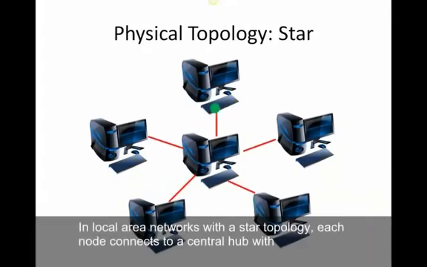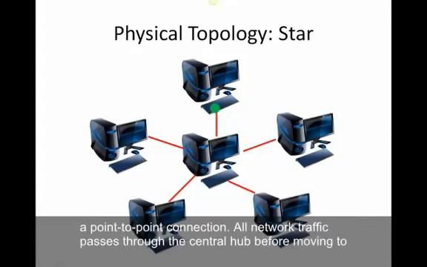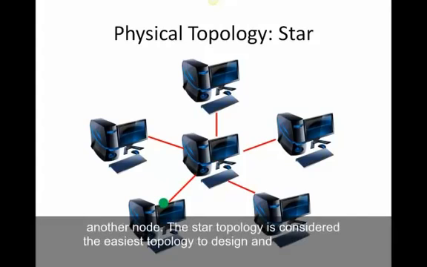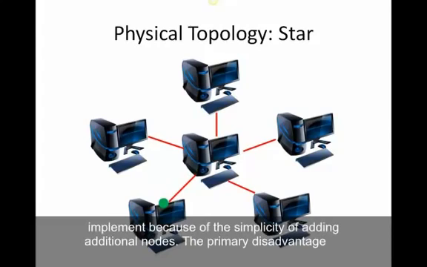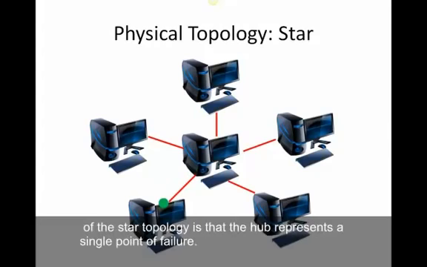In a local area network with a star topology, each node connects to a central hub with a point-to-point connection. All network traffic passes through the central hub before moving to another node. The star topology is considered the easiest topology to design and implement because of the simplicity of adding additional nodes. The primary disadvantage of the star topology is that the hub represents a single point of failure. If it doesn't work, nothing works.